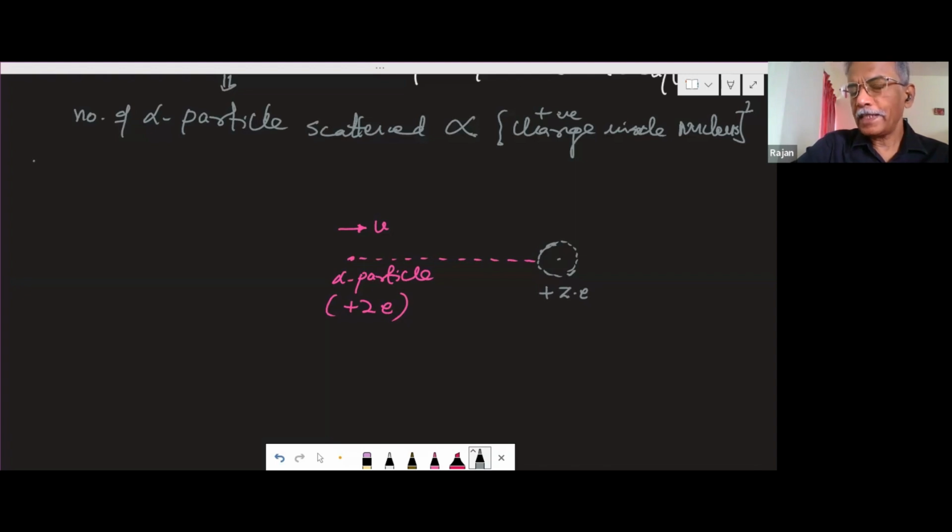So the proton resides inside the nucleus, and each proton has the basic charge E. Z into E means there are Z protons, Z number of protons inside the nucleus. That way you can understand the meaning of Z here. And material to material, of course, Z will vary and accordingly the positive charge contained by the nucleus will vary.